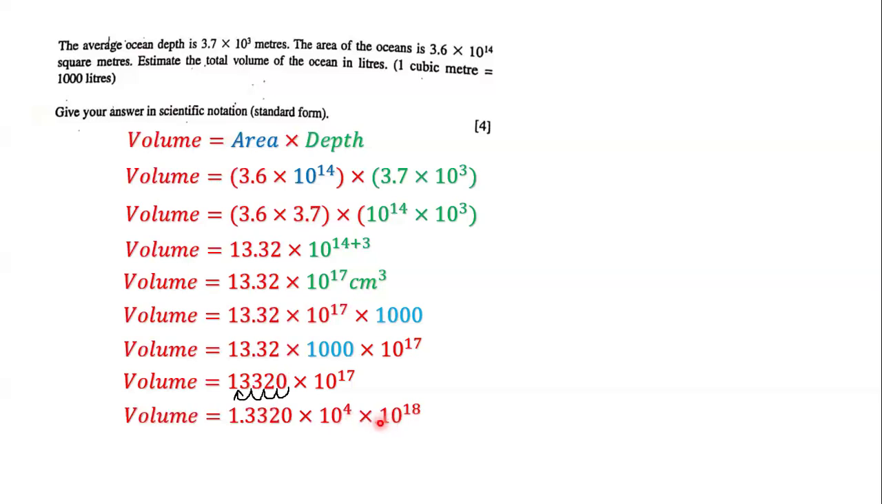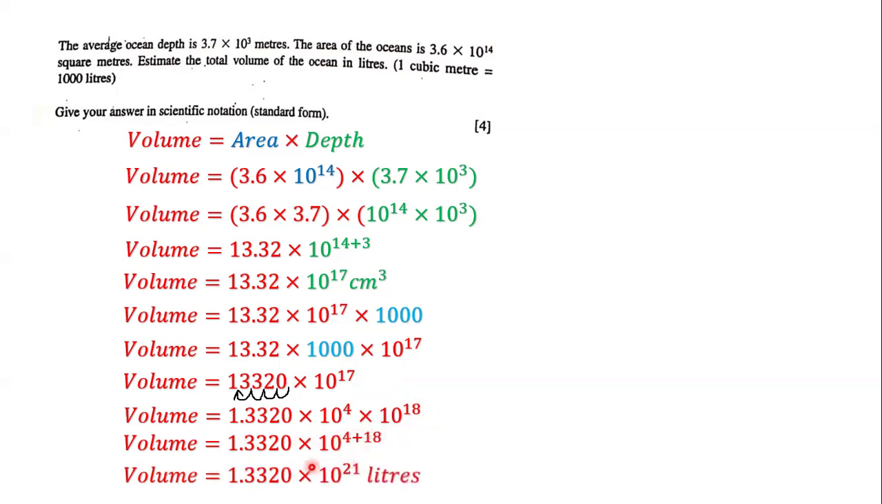Notice that we have two terms that have the same base, and we are multiplying them. So if you have two terms that have the same base and you're multiplying them, you have to add the powers. And so we have 1.3320 times 10 to the power of 4 plus 17. So we have to add the powers, and when we add the powers, we have 21. So the volume in liters is going to be 1.3320 times 10 to the power of 21 liters. And that's the answer to this question in scientific notation.